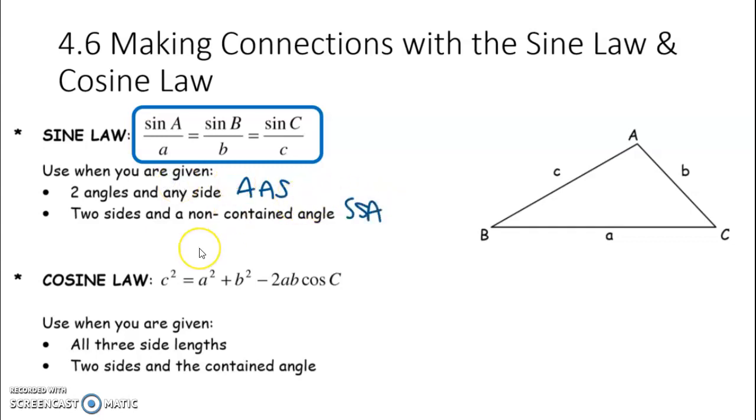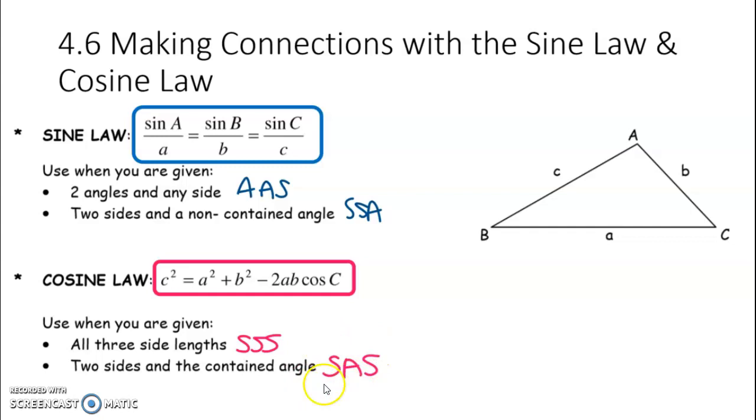The cosine law is represented as c squared equals a squared plus b squared minus 2ab cos of angle C. You can generally solve for the side length given this equation, or you can rearrange it to solve for the angle. You can use the cosine law when you have all three side lengths, or two sides and a contained angle, so the angle between the two sides.